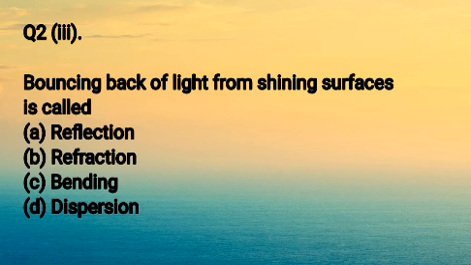So what you have to do is write question 2 part 3, then write bouncing back of the light from the shining surfaces is called. Then out of these four options you have to choose the correct option as well as the answer and write it in the online class. I hope you have already understood. You are going to write the questions as a question paper in advance, before the beginning of the online class, and be ready in the online class. When I tell you to start writing, then you will start writing the answers.